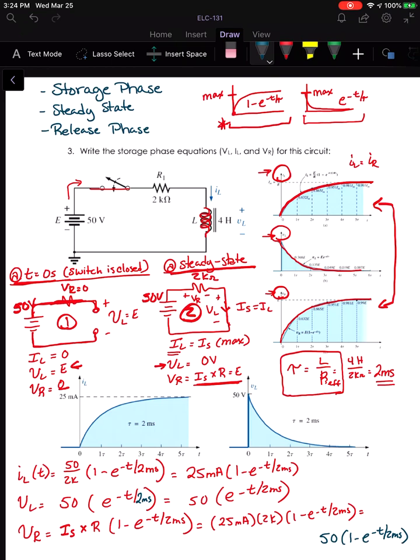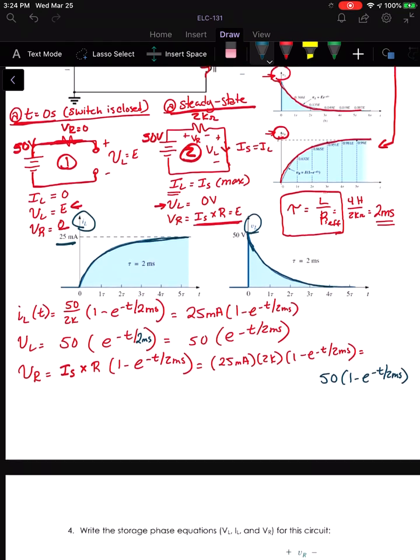Okay, so that's what we see right here. This is I sub L, where you see it starts at 0 and it climbs up very quickly to about 25 milliamps there. And our V sub L, which does the opposite. It starts at 50 volts as that inductor is trying to push back against the voltage source, and then it drops to 0 as it allows more of that current to flow through the circuit.